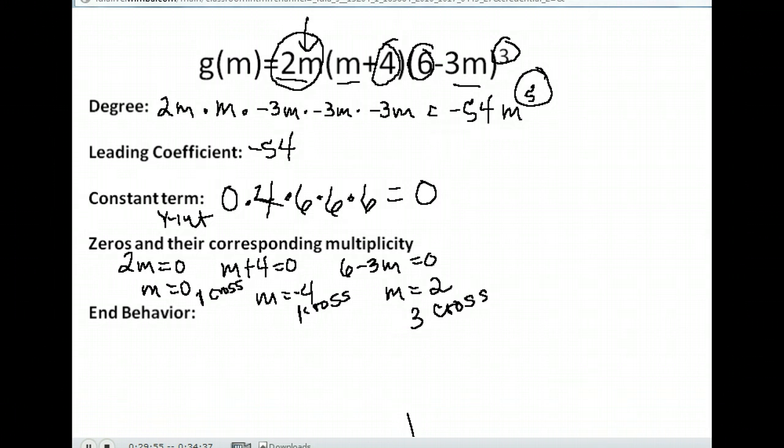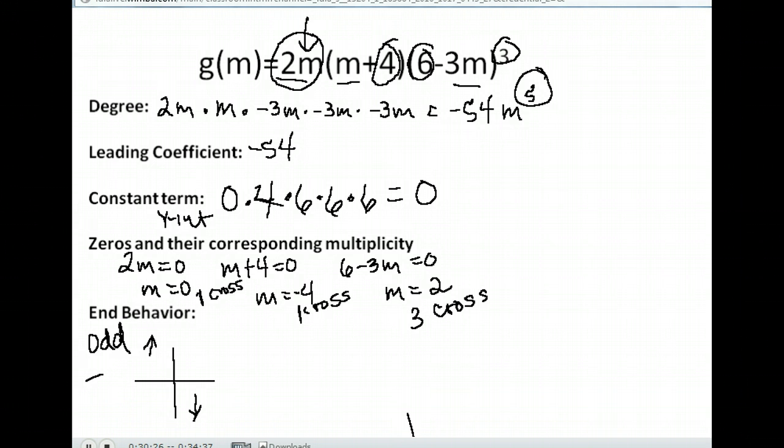All right, and our end behavior is our last little friend that's going to help us graph our polynomial. Okay, so our end behavior, we look at the degree and the leading coefficient. Our degree was 5, which is odd, and our leading coefficient was negative. So if you look back at your notes, that means we go up here on the left as x goes to negative infinity, f of x goes positive, and as x goes to positive infinity, f of x goes negative.